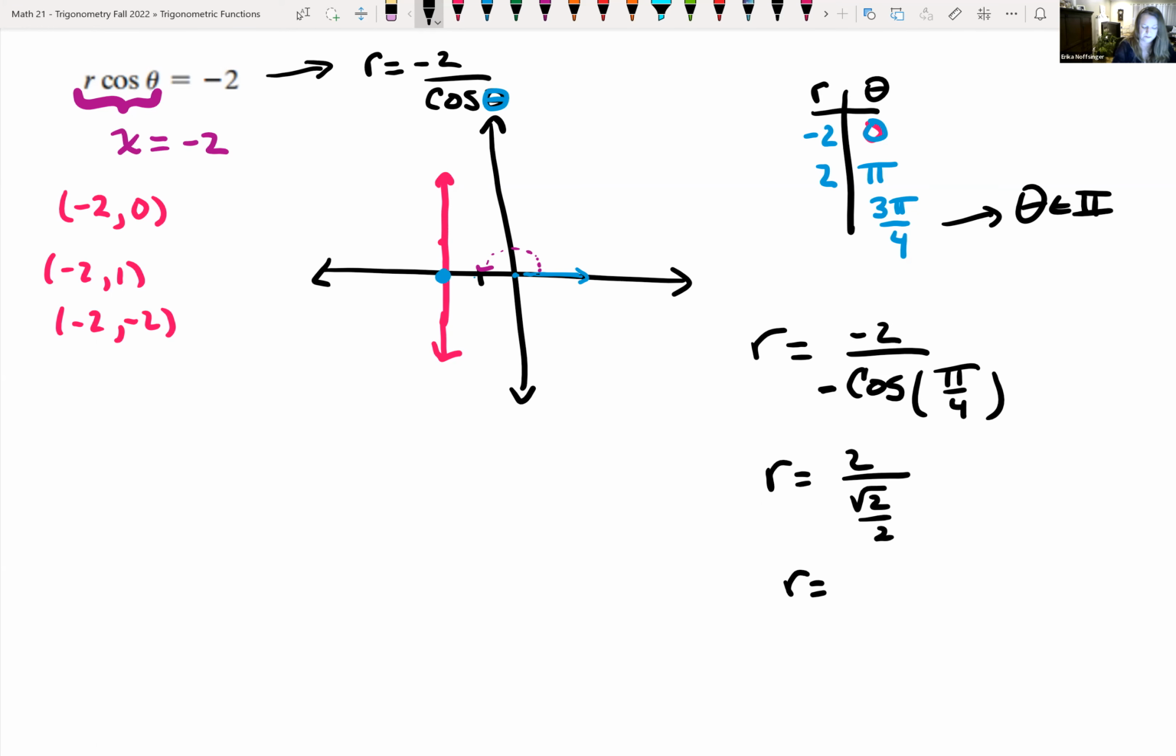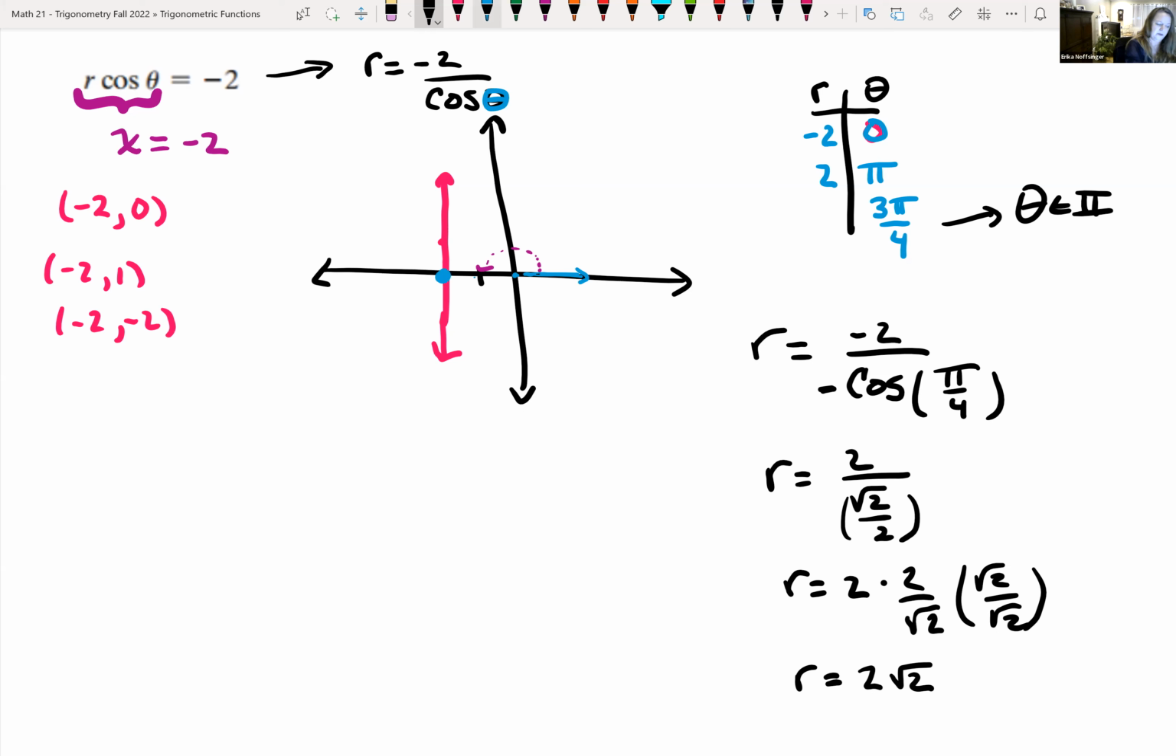2/(cosine of π/4), which is √2/2. I can do some simplifying. Multiply by the reciprocal of the fraction in our denominator, which would give me 2/√2. I can rationalize my denominator. So this gives me 4√2/2, which is 2√2. So looking at 2 times √2, I get that this is approximately 2.8.